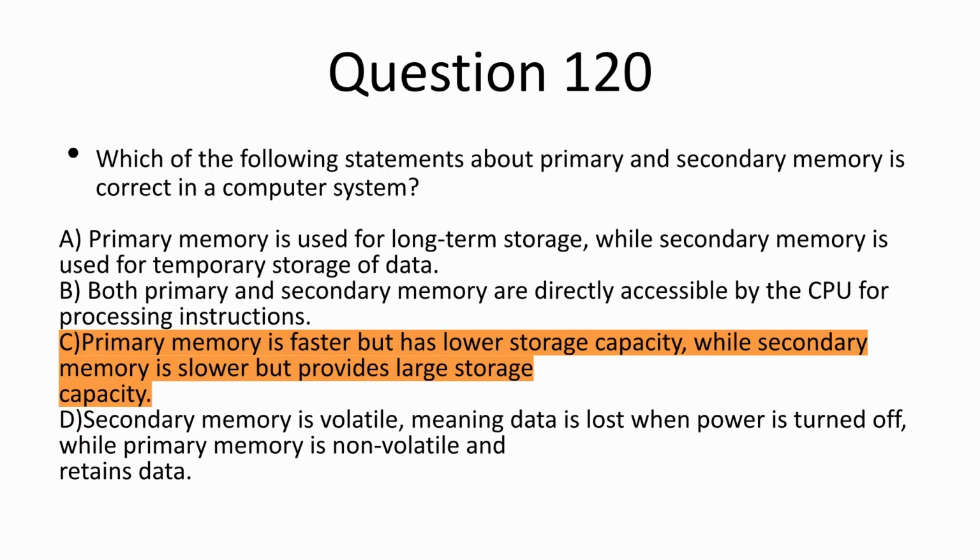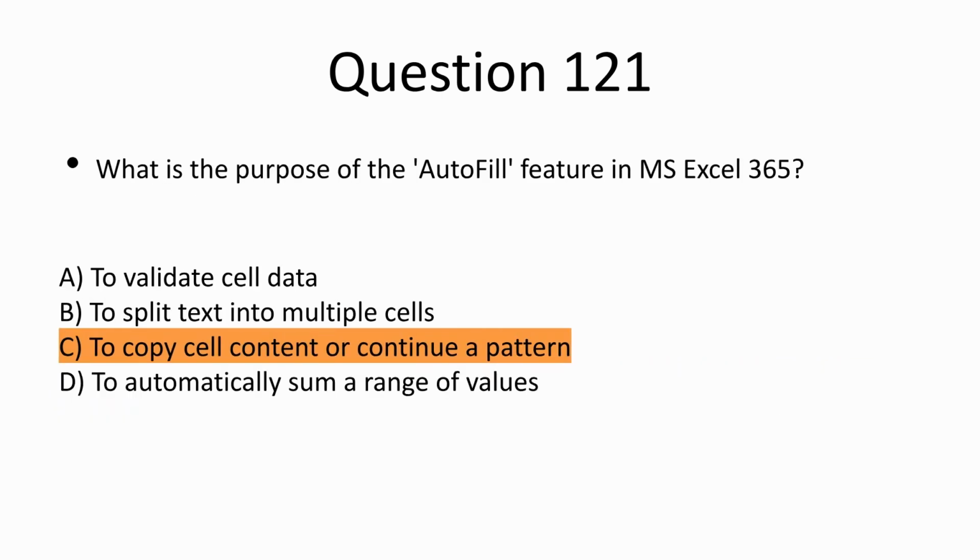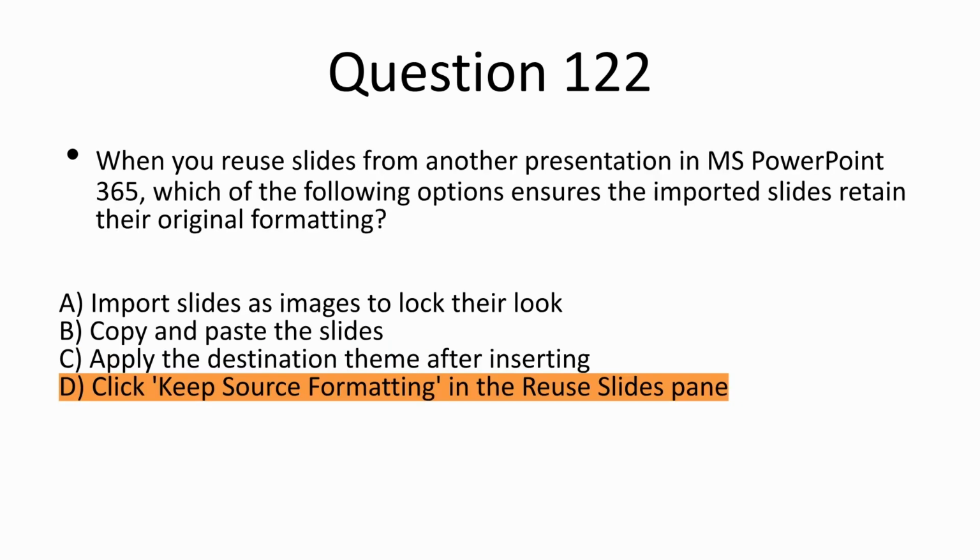Let's start with question 120. Which statement about primary and secondary memory is correct? The right answer is C. Primary memory is faster but has lower storage capacity, while secondary memory is slower but provides large storage capacity. Question 121. What is the purpose of the autofill feature in MS Excel 365? The purpose is C. To copy cell content or continue a pattern. Moving to question 122.